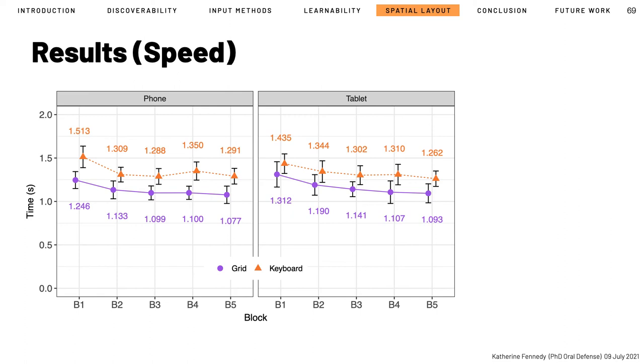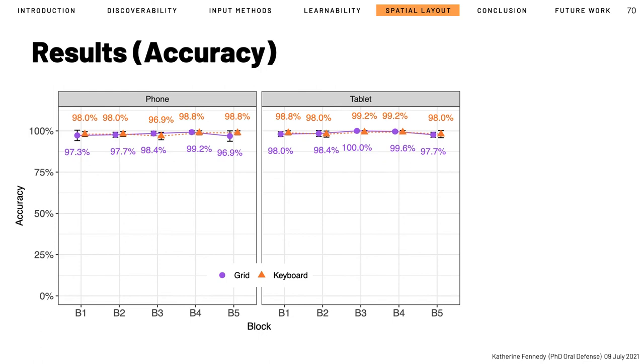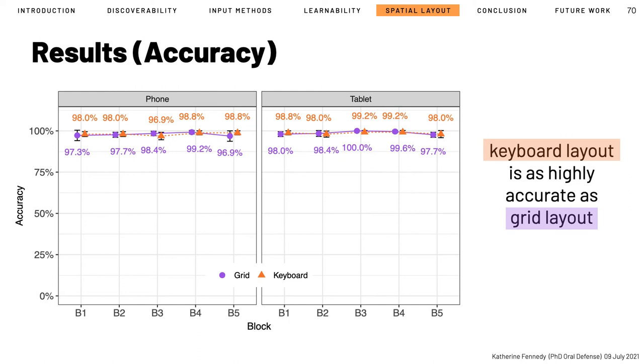Our results show that there is a significant effect of layout on the speed of selections. The keyboard layout can be up to 220 milliseconds slower than the grid layout. Despite the slower speed, we are surprised to find that the smaller space afforded by the keyboard layout does not suffer from any accuracy drop. Both grid and keyboard layouts support highly accurate selections, similarly between 97 and 99%.